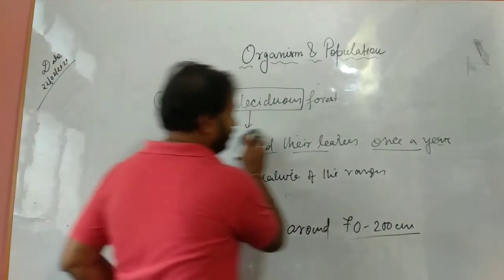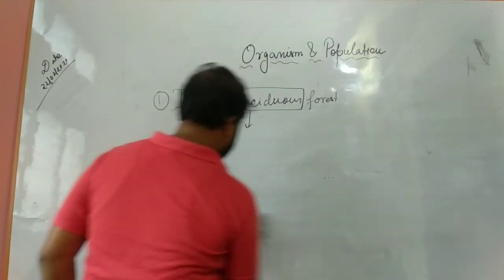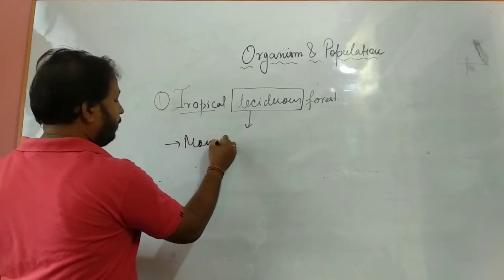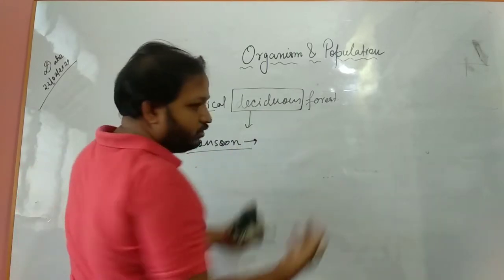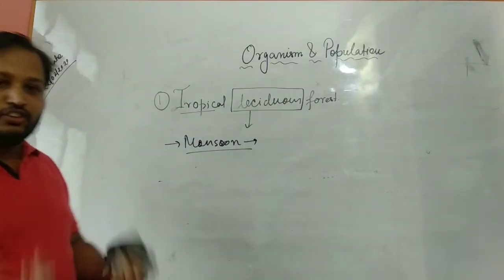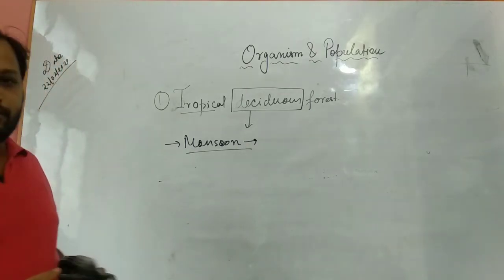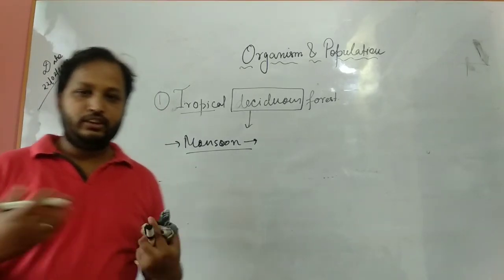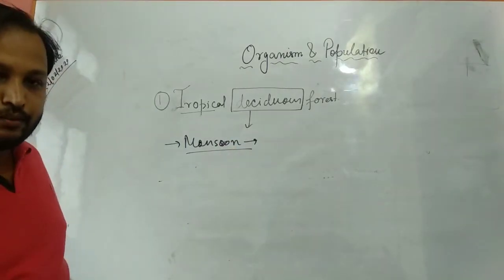Next point is that this forest is also called monsoon forest. The reason is that when the monsoon comes, the forest becomes evergreen. Forest color changes. Otherwise, without the monsoon, in the autumn season, the forest is not evergreen and still sheds its leaves. But when the monsoon comes, the forest becomes evergreen. Okay.